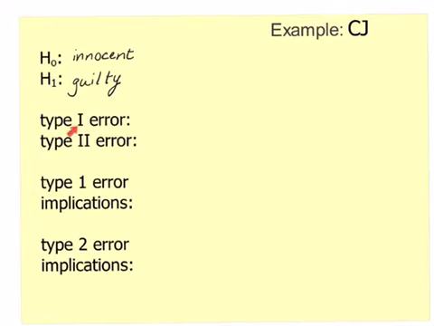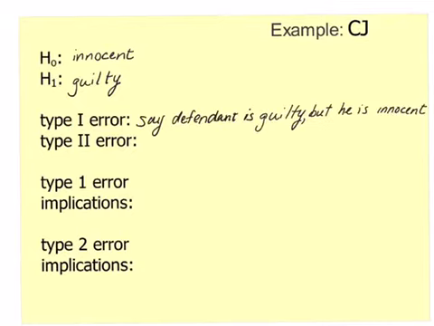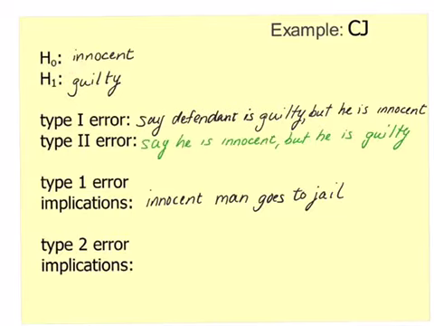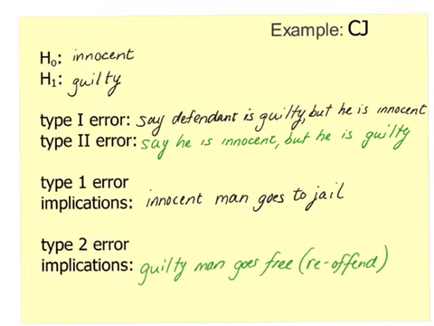If the juror makes a type 1 error, then it would be a situation where they say the defendant is guilty, but he's actually innocent. This has an implication. The innocent man goes to jail. If a type 2 error is made, that means we are choosing H0 as the true statement, that the defendant is innocent. But if it's an error, we're saying he's innocent, but in reality, he's guilty. And again, there's an implication. Here, the guilty man goes free and will probably re-offend.